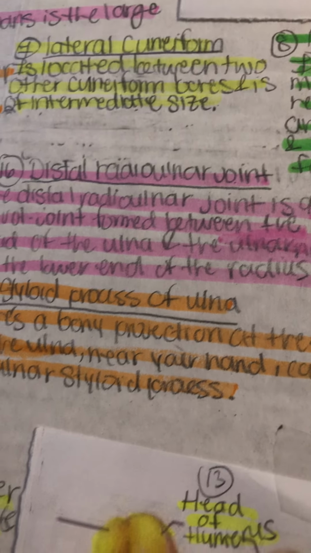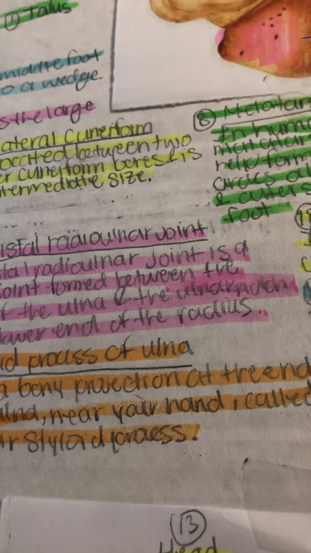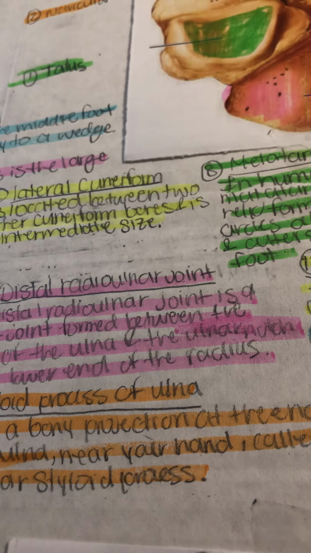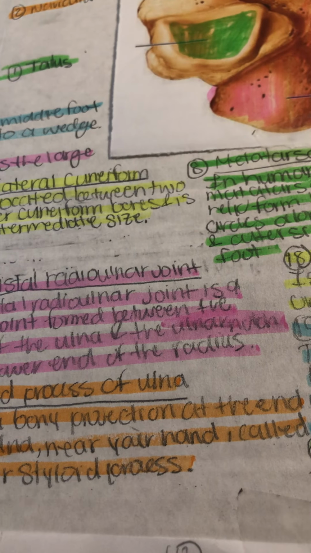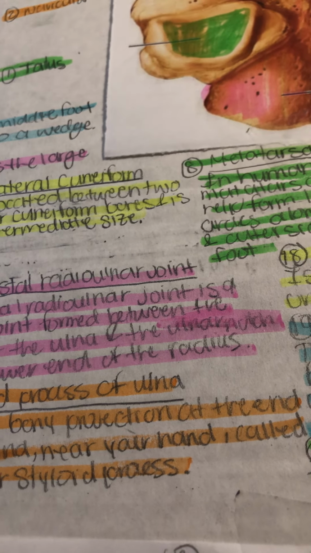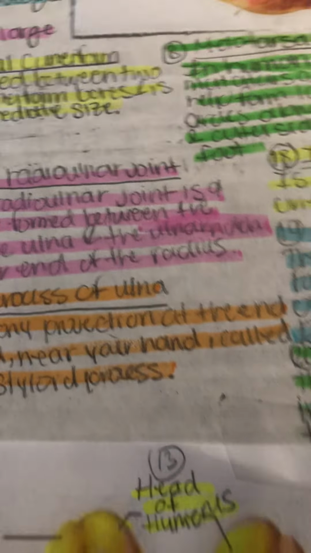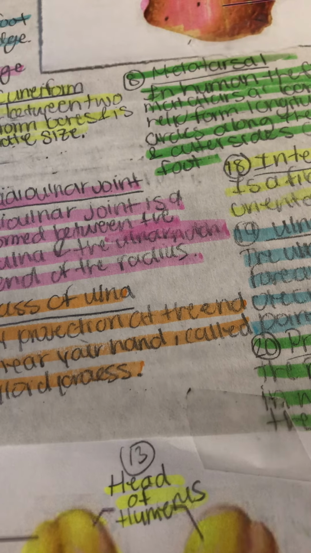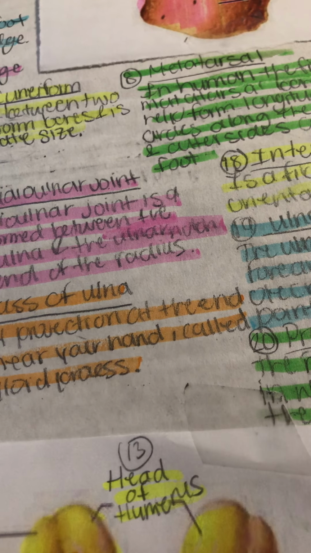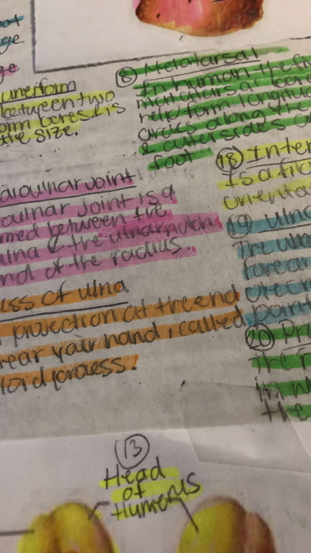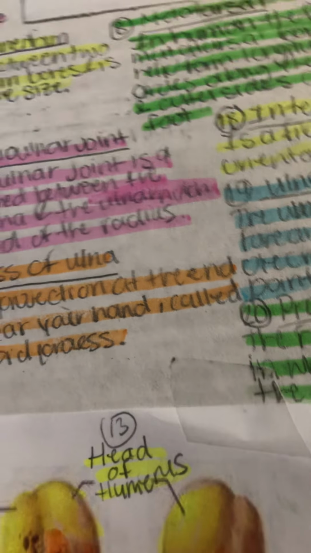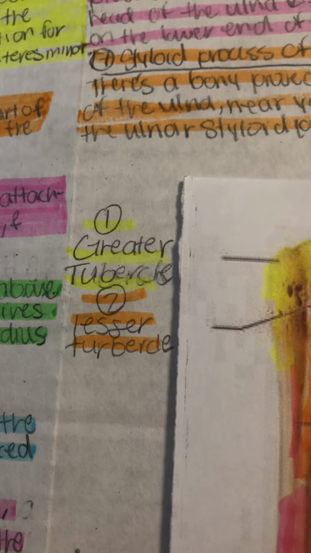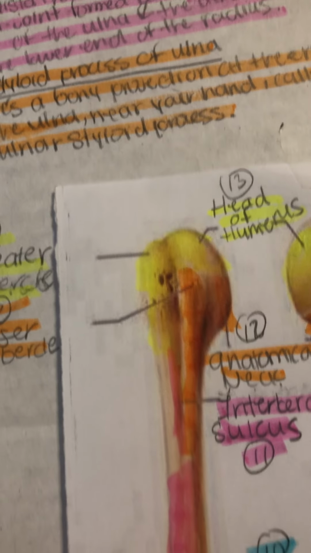16, the distal radioulnar joint. The distal radioulnar joint is a pivot joint formed between the head of the ulna and the ulnar notch at the lower end of the radius. 17, the styloid process of the ulna. There is a bony projection at the end of the ulna near your hand called the ulnar styloid process. 16 and 17, which is right here. Hold up, it was right here at the bottom.